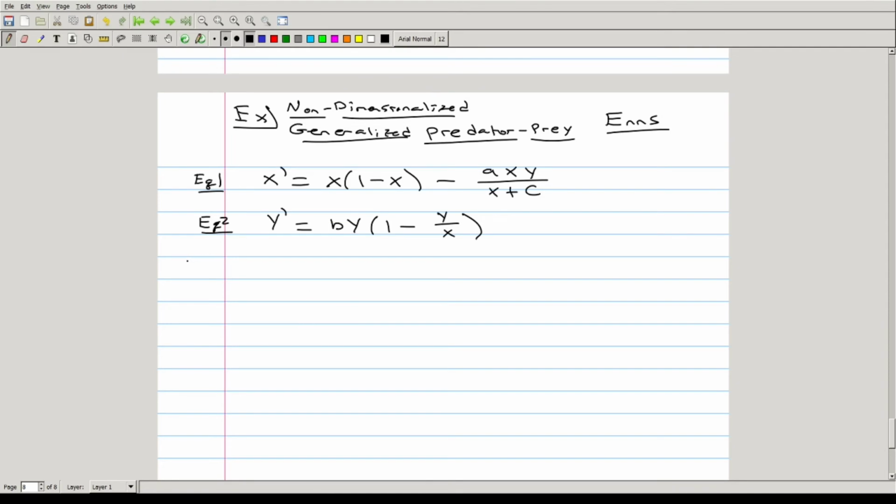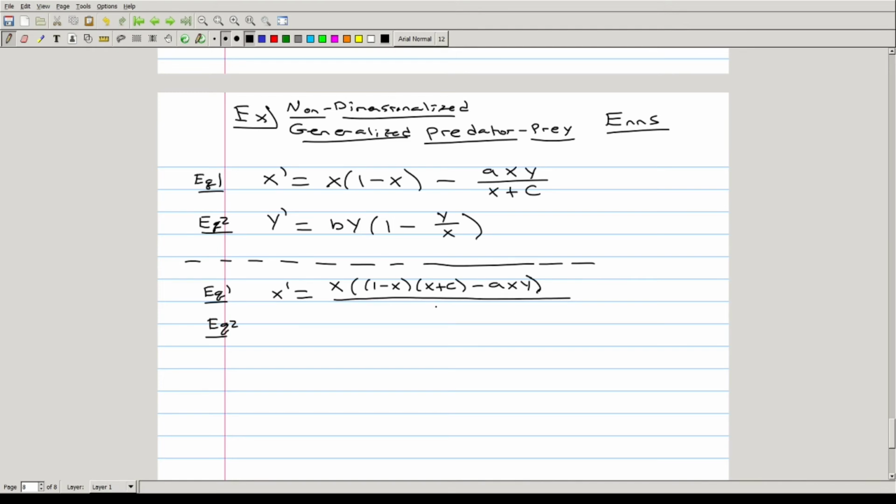And it's a little bit more convenient to put these in a slightly nicer form for analysis, simply by bringing them to a common denominator and realizing that this first equation is the same thing as 1 minus x times x plus c minus axy divided by x plus c, and y prime becomes b times y times x minus y over x is equal to 0.